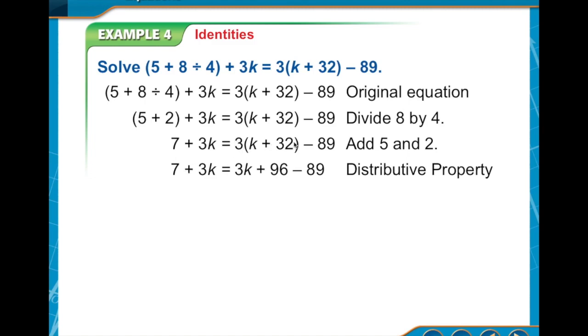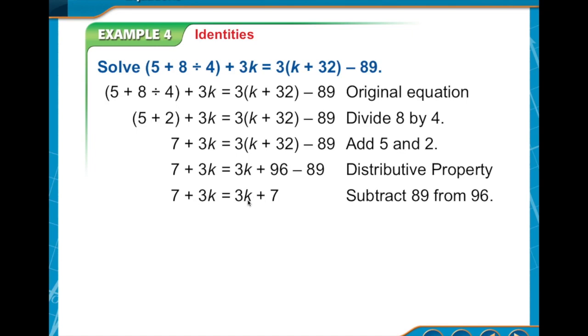Now if we move to the right side, 3 times k and 3 times 32 becomes 3k plus 96. Now we've got some other things here we can combine. So if we subtract 96 and 89, we get 7. Now notice we have 7 plus 3k on the left, and we also have 7 plus 3k on the right.